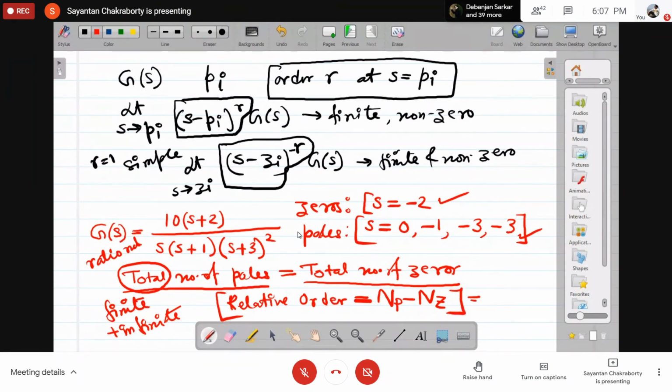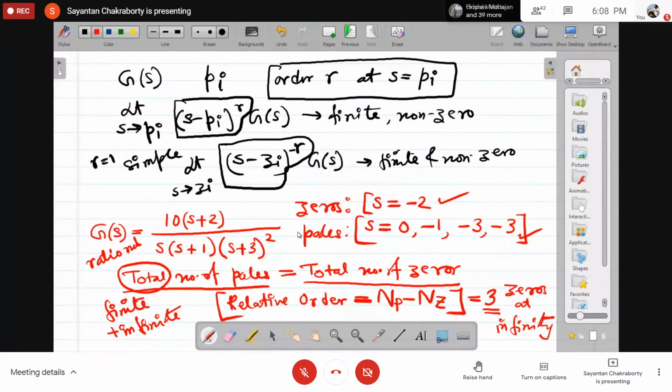So for this case it is 3. So there will be 3 zeros at infinity for this system, so that the total number of zeros becomes 4 and the total number of poles is already 4. So its rationality of the transfer function is maintained.